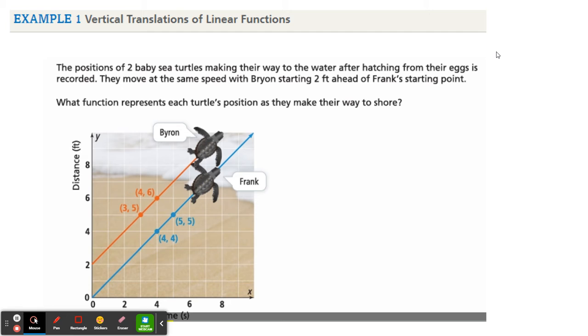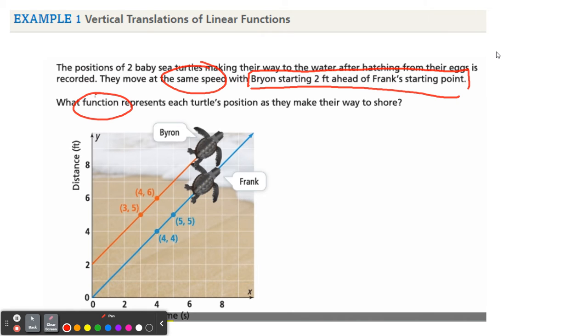All right, so first here, vertical translations of linear functions. The positions of two baby sea turtles making their way to the water after hatching from their eggs are recorded. They move at the same speed, with Byron starting 2 feet ahead of Frank's starting point. So same speed, Byron is 2 feet ahead of Frank. What function represents each turtle's position as they make their way to shore? And again, this keyword of functions, that's what we're talking about here, linear functions, this entire topic.